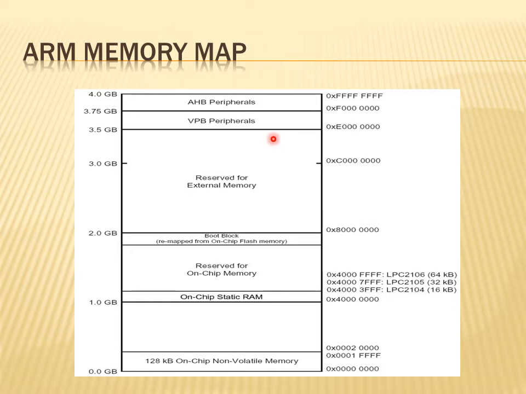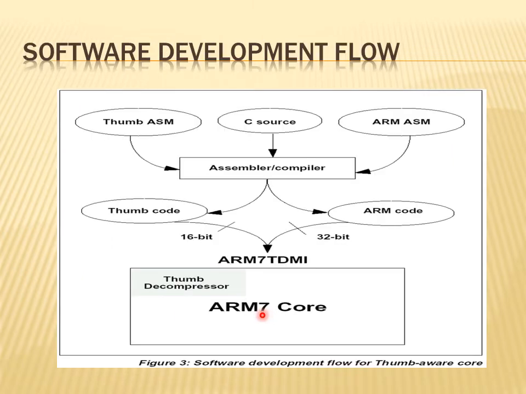So like that, this is the overall memory map. Just remember that the important thing is that our program goes in this particular area. Whenever we are writing any assembly or embedded C program, it resides in this area. Okay, we'll go to the next slide.